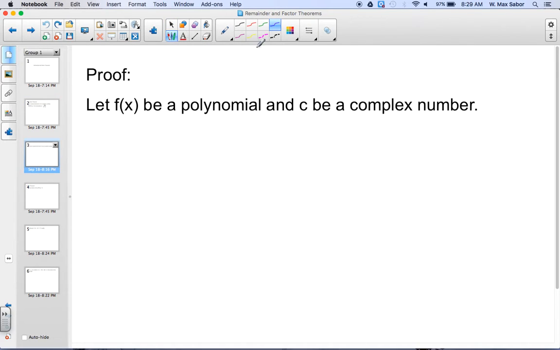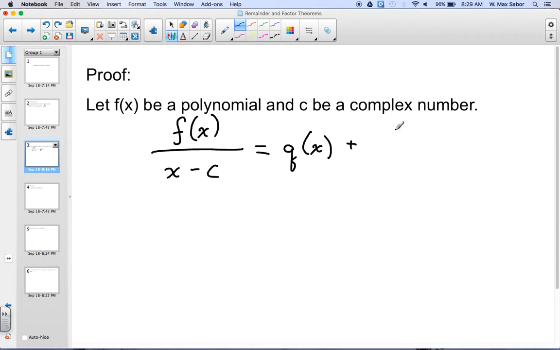So let's prove it. Let this be a polynomial and that be a complex number. So what we can do is we can say, all right, what is f of x? What happens when we divide a polynomial by a linear binomial? Well, we always get a quotient and a remainder. Sometimes the remainder is 0, but that remainder is going to be a number divided by x minus c. Hopefully you agree that every time we divide some polynomial by a linear binomial, we'll always get out a quotient and a remainder, and that remainder will be written in fraction form as r over x minus c.